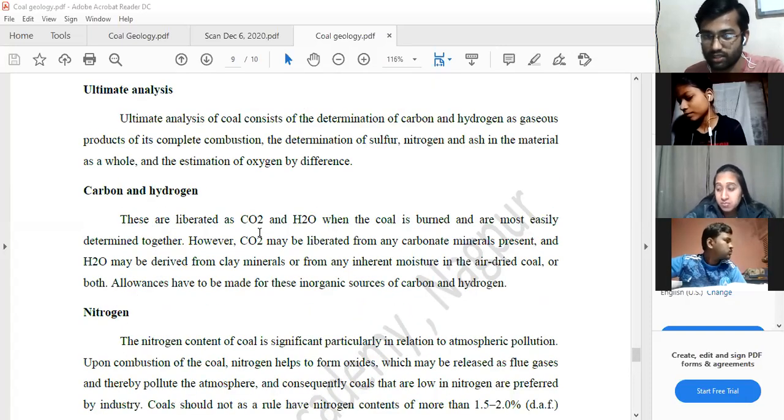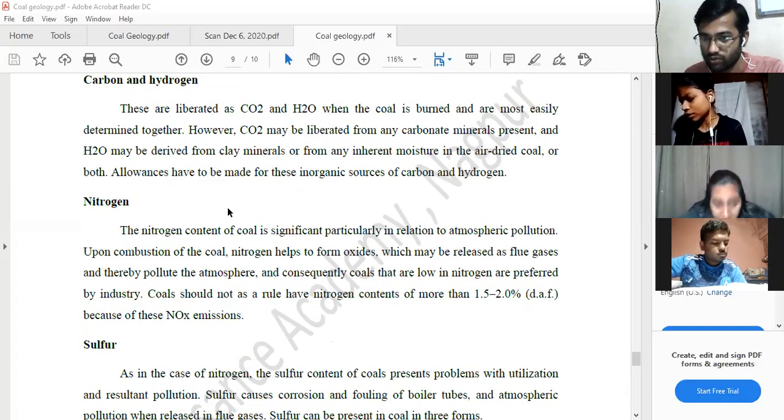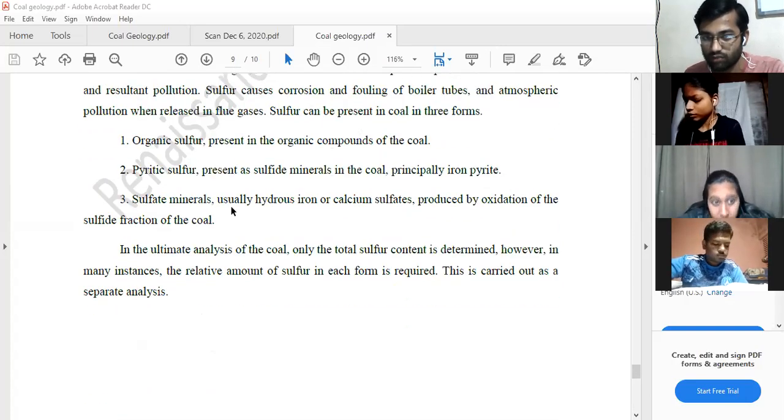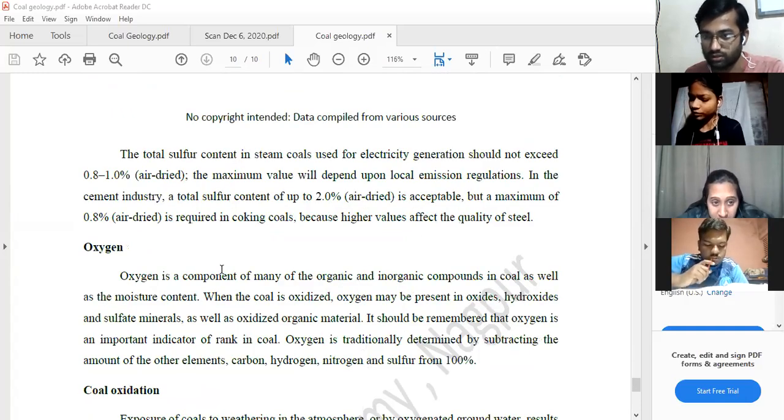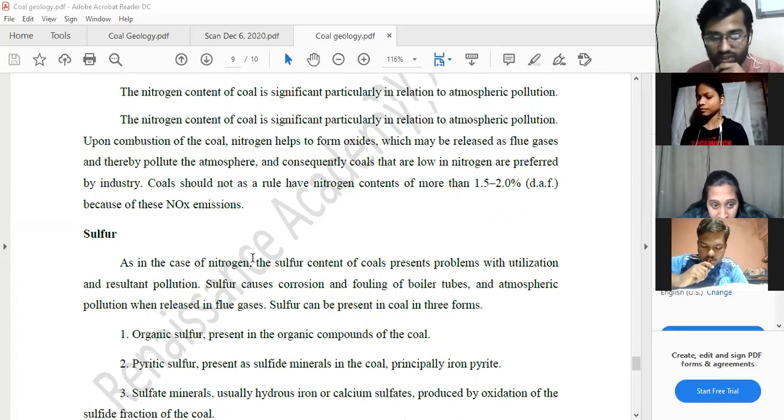Okay, in ultimate analysis we are calculating for carbon and hydrogen first, then we'll go for nitrogen, then we'll go for sulfur, then we'll go for oxygen. Clear? Now we'll see.